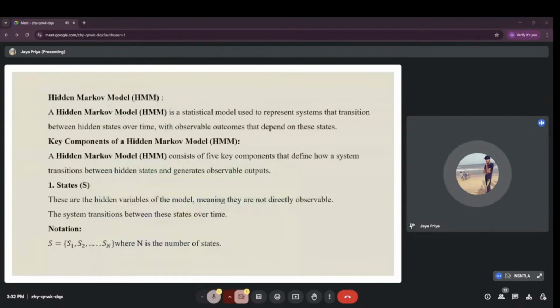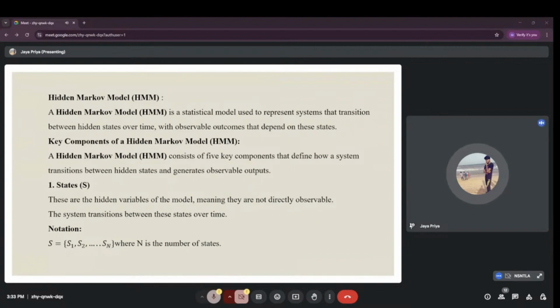Next, Hidden Markov model is a statistical model used to represent systems that transition between hidden states over time with observable outcomes that depend on these states. Next, key components of a Hidden Markov model. It consists of five key components that define how a system transitions between hidden states and generates observable outputs.